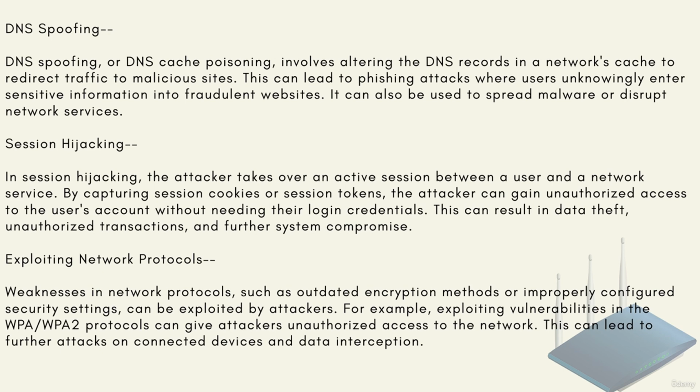Next we have exploiting network protocols. Weaknesses in network protocols, such as outdated encryption methods or improperly configured security settings, can be exploited by attackers. For example, exploiting vulnerabilities in WEP and WPA2 protocols through brute force and dictionary attacks can give attackers unauthorized access, and they can read or decrypt the data, decrypt HTTPS data, and analyze it through Wireshark. This can lead to further attacks on connected devices and data interpretation.